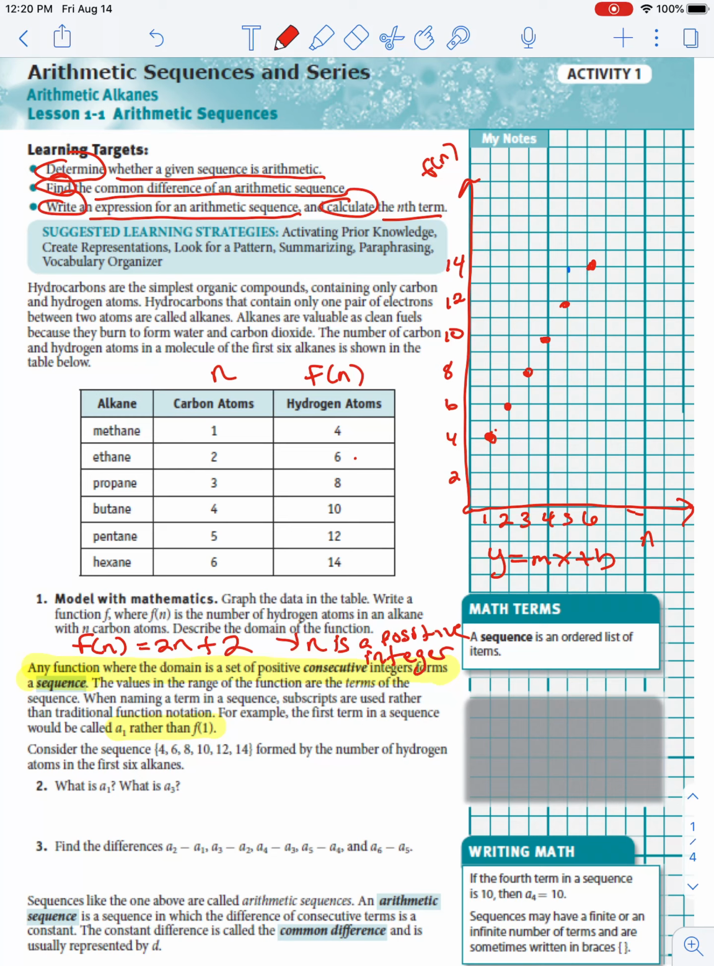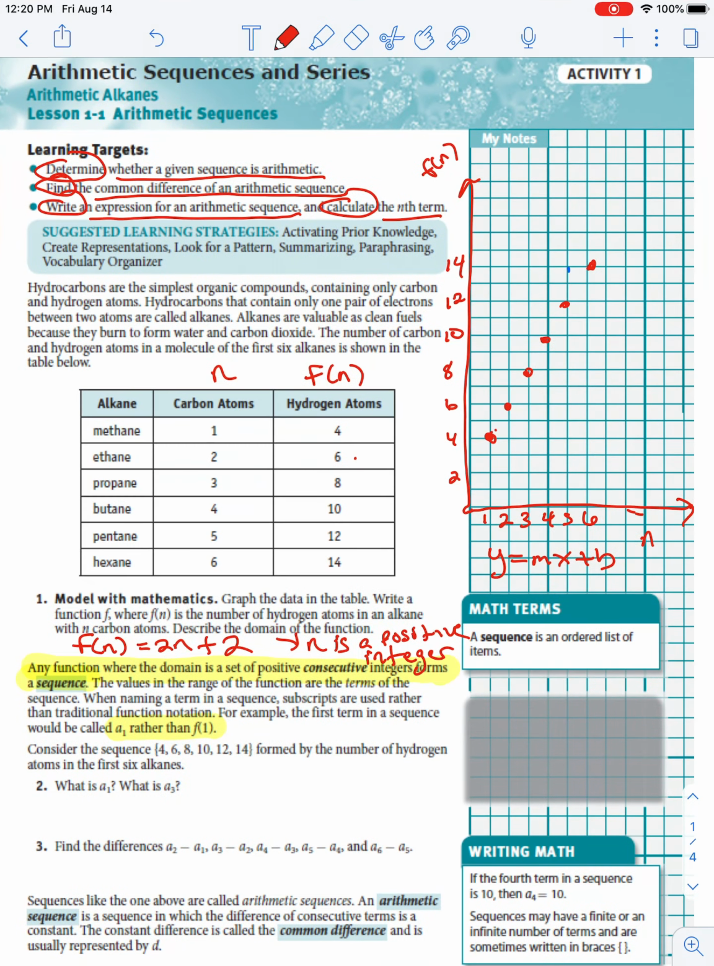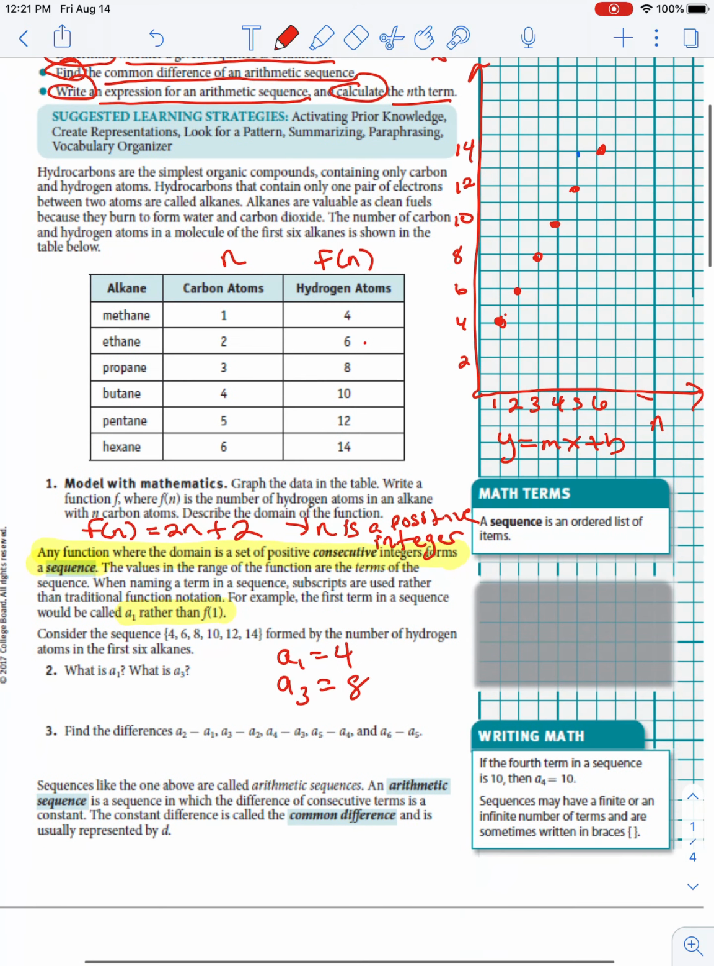So with that in mind, here's our sequence. These are the terms right here. We want to find a sub 1 and a sub 3. A sub 1 would be our first term, and a sub 1 is 4. And a sub 3, that's our third term. And that is going to be 8. So those are just the number of terms in the sequence.